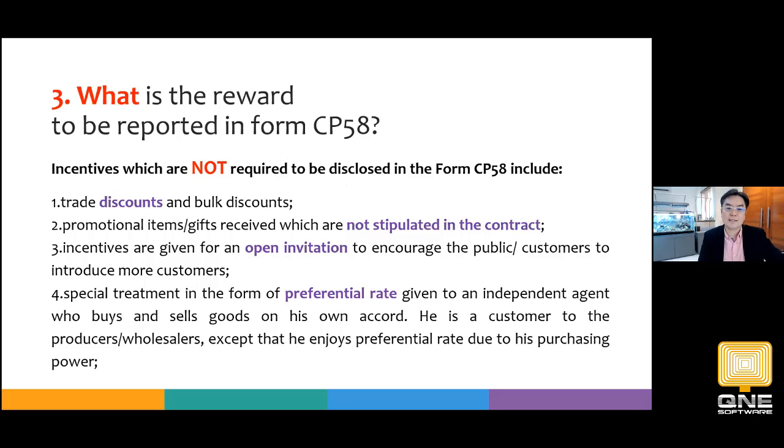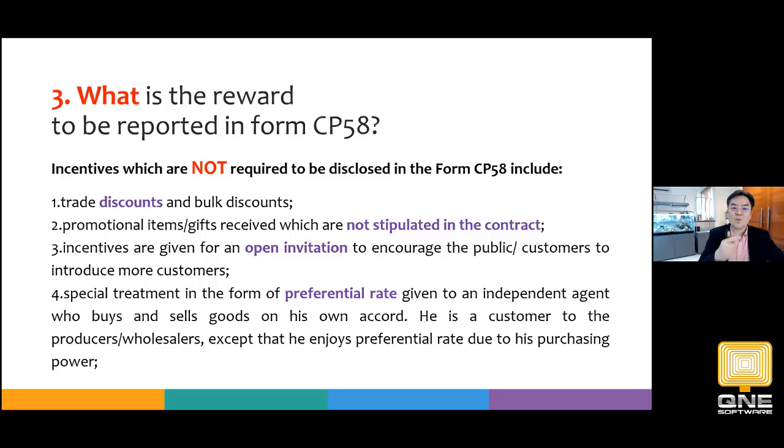So what is the reward to be reported? Let's do an exclusion clause first. We look at what is not required, then anything else is included. One more time, we look at the incentives which are not required to be disclosed. Anything other than this will be included. Let's look at this.